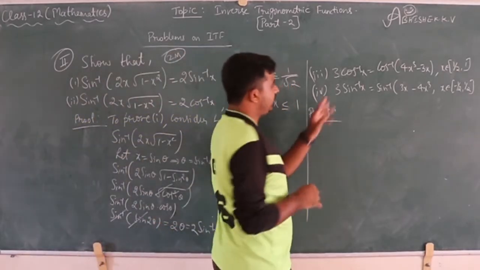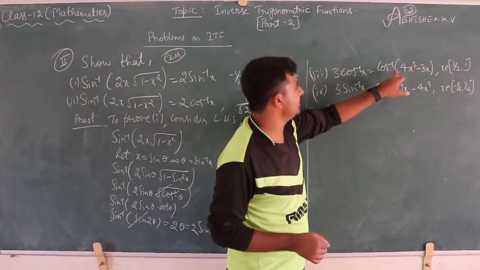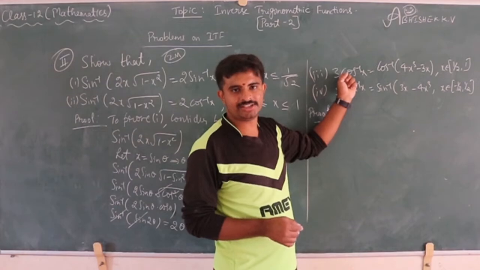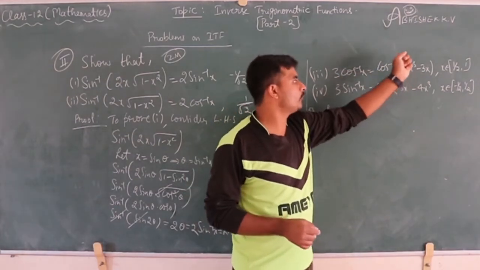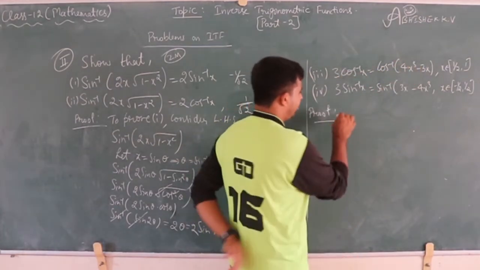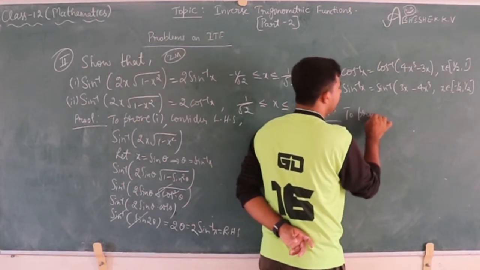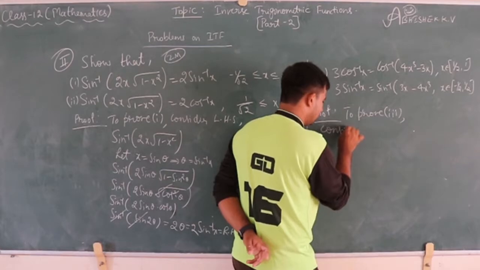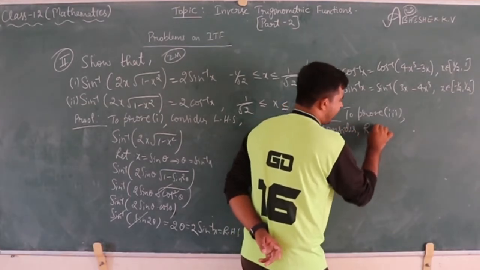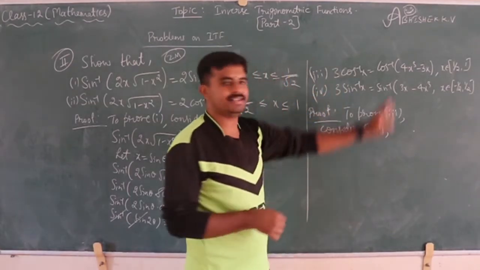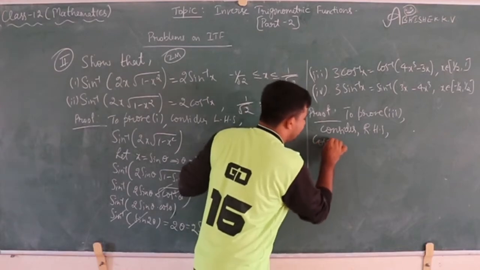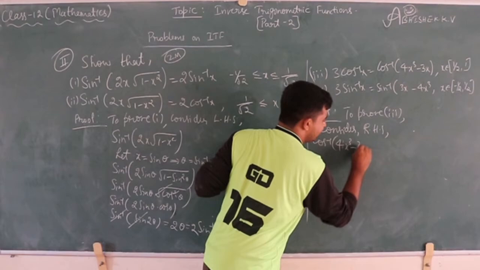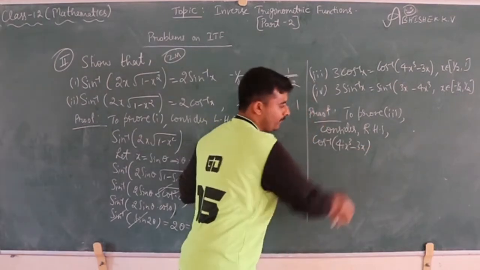See, 3 cos inverse x is equal to cos inverse of 4x cube minus 3x. We need to prove 3 cos inverse x is cos inverse of 4x cube minus 3x. Again, to prove this, consider RHS. Here we need to consider RHS: cos inverse of 4x cube minus 3x.